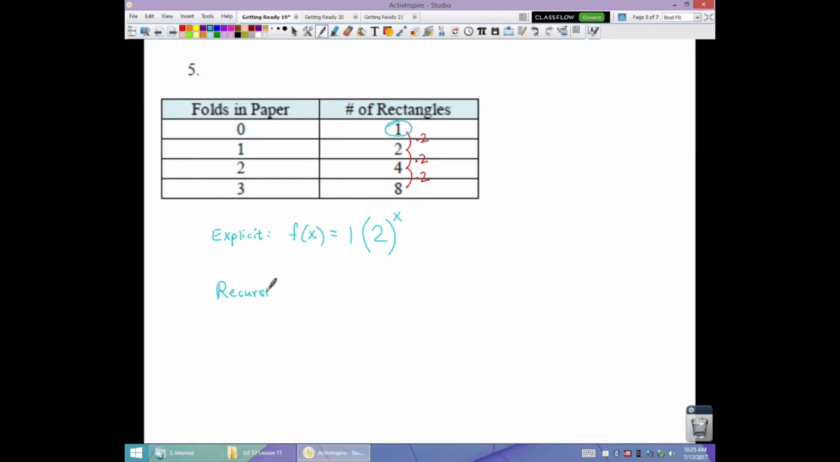Recursive, we would want f of, the first one we were given was the 0 fold, so f of 0 equals 1, and then each new one, f of x, would be equal to f of x minus 1 times 2.